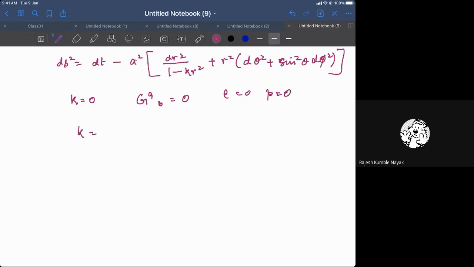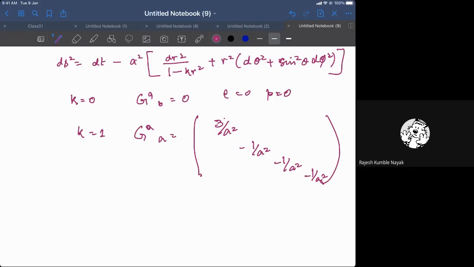Now k is equal to 1, you add. That is a famous model called the Einstein universe. So G_AB in this case takes the diagonal values of 3 by a squared, 1 by a squared, 1 by a squared, and 1 by a squared. I think I missed a negative sign somewhere. Okay.